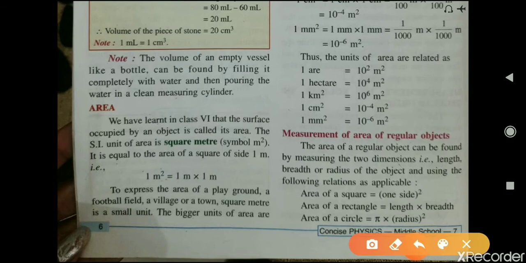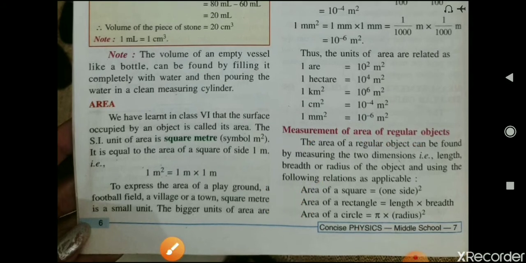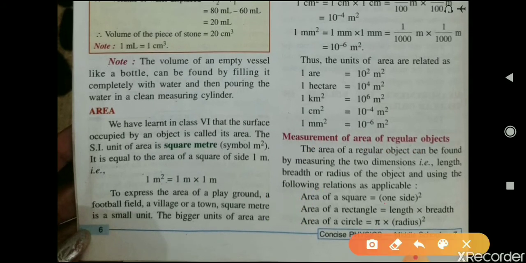We can find the area of regular objects by using these relations. By finding the dimension of a particular object, we can use these relations to find the area of a regular object. For example, to find the area of a square, first we need to find the dimension, that is the side of the square, and then we can easily find the area of the square by using the formula side square.